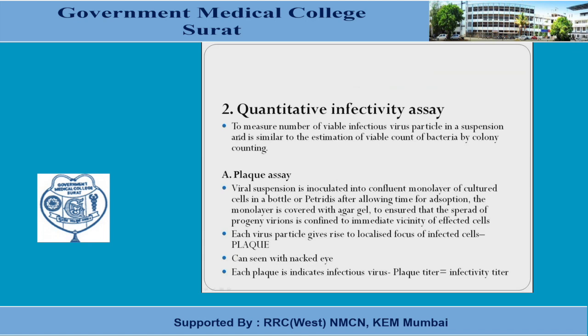So over here we can identify the plaques. Viral suspension is inoculated into a confluent monolayer of cultured cells in a bottle or petri dish. After allowing time for absorption, the monolayer is covered with agar gel to ensure that the spread of progeny virions is confined to the immediate vicinity of the infected cell. Each virus particle gives rise to a localized focus of infected cells, which is known as a plaque. It can be seen with the naked eye.